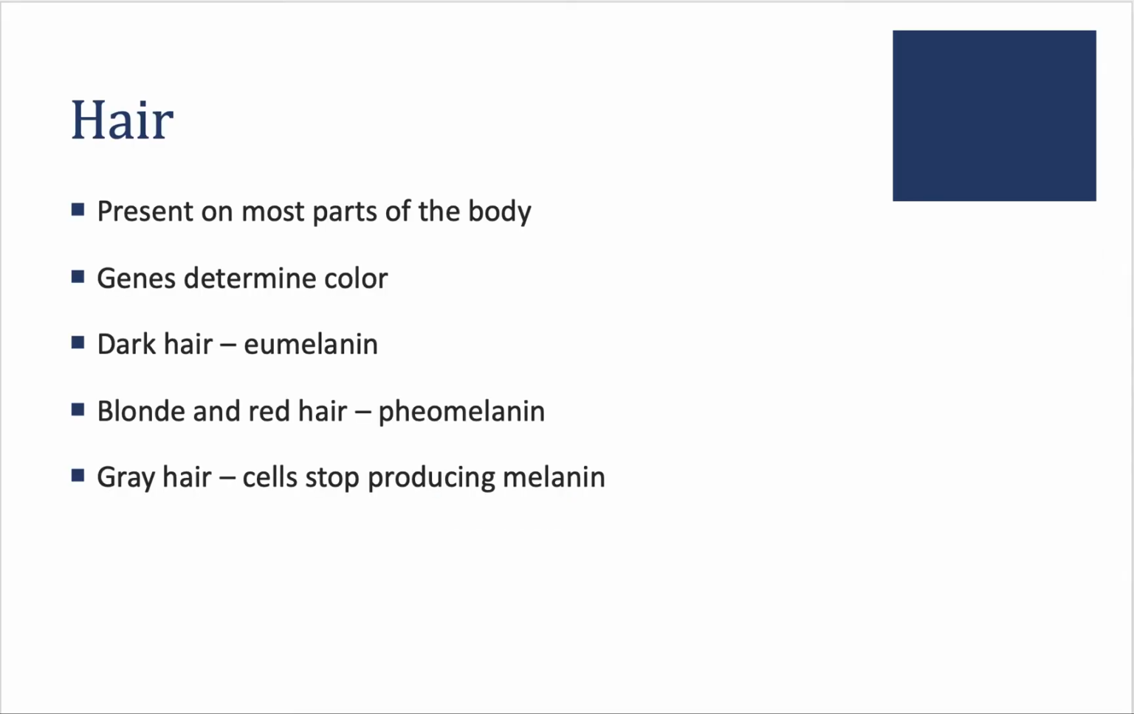In this screencast, we'll talk about the hair, one of the accessory structures of the integumentary system. Hair is present on most parts of our body, and its color is determined by genetics. So dark hair results from a production of eumelanin. Blonde and red hair results from the production of pheomelanin.